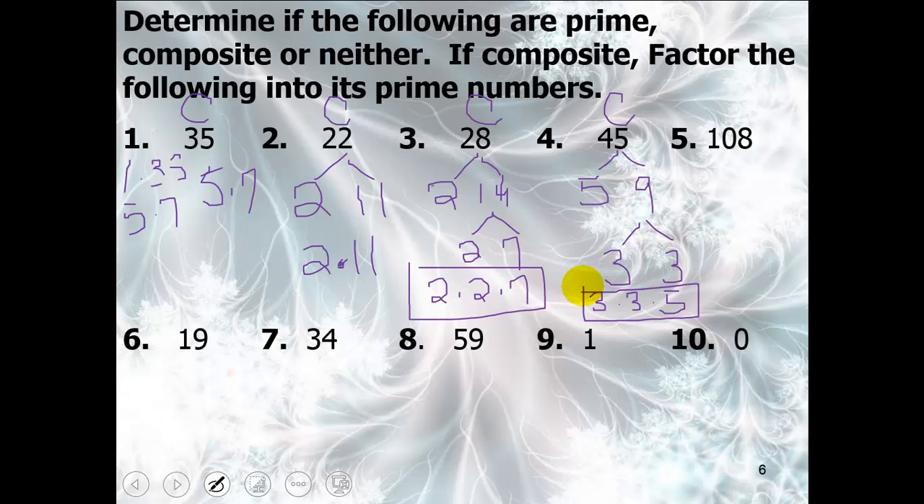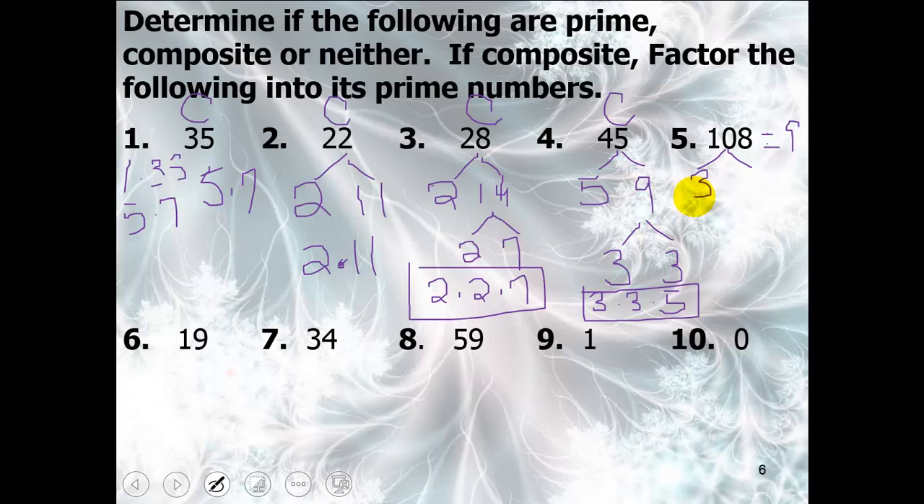108, it's even, so I know that 2 is a factor. It's also divisible by 3 because 1 plus 0 plus 8 equals 9. So I know 9 is a multiple of 3, so that means 108 is divisible by 3. So I'm going to start dividing by 3.